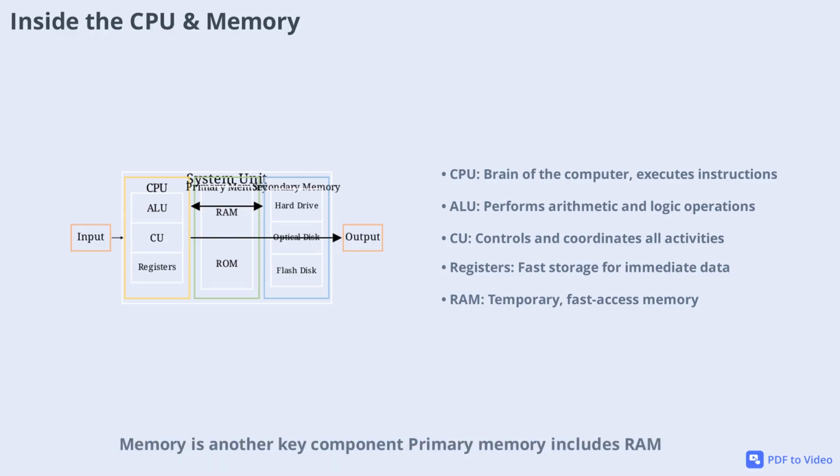Memory is another key component. Primary memory includes RAM, which temporarily stores data for quick access, and ROM, which permanently holds essential instructions. Secondary memory, like hard drives, optical disks, and flash drives, stores data and programs even when the computer is powered off. Together, the CPU and memory ensure that your computer runs smoothly, quickly accessing and processing the information you need.